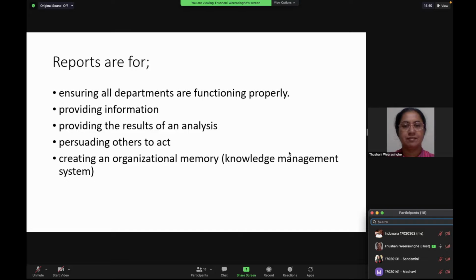And the last one is creating an organizational memory as well, so that we can save them and keep things going on. Then we can add this knowledge to the knowledge management system.